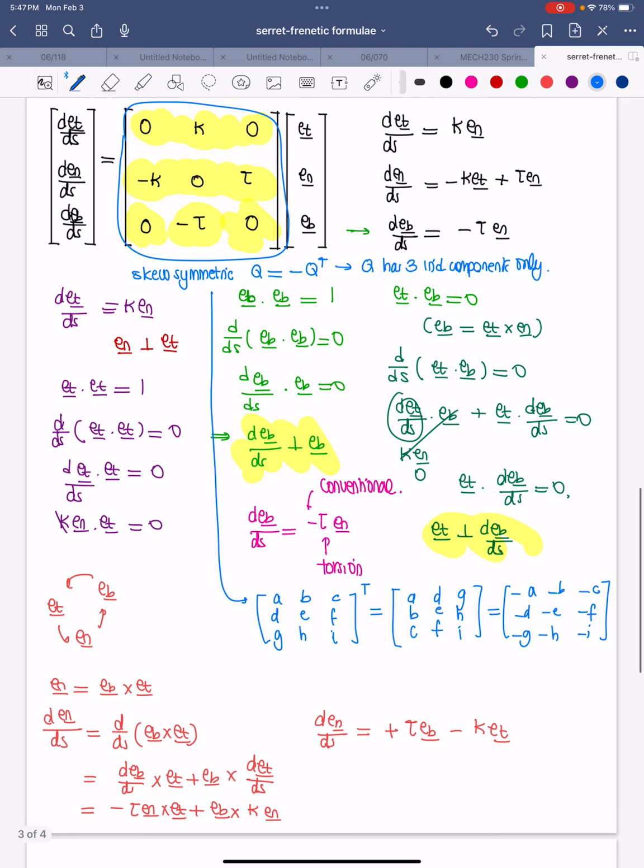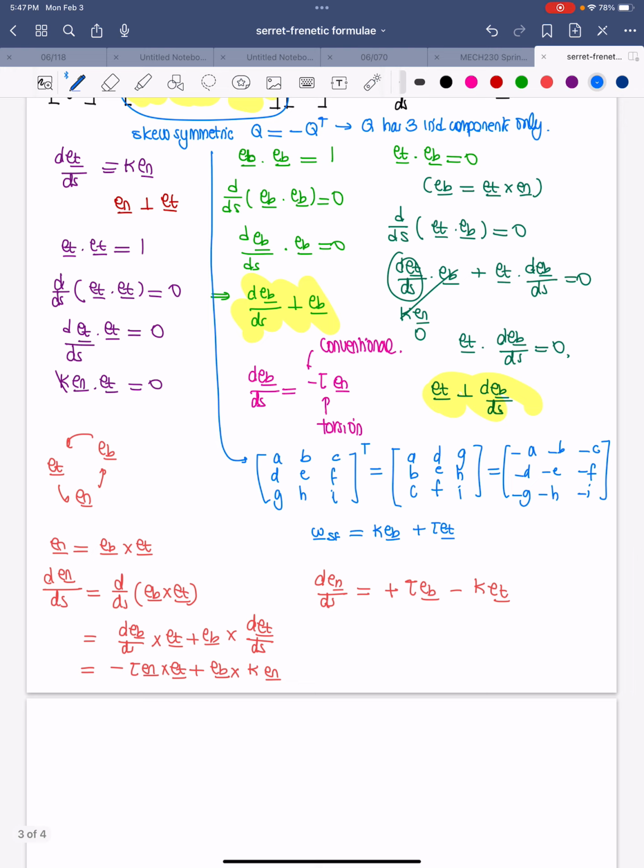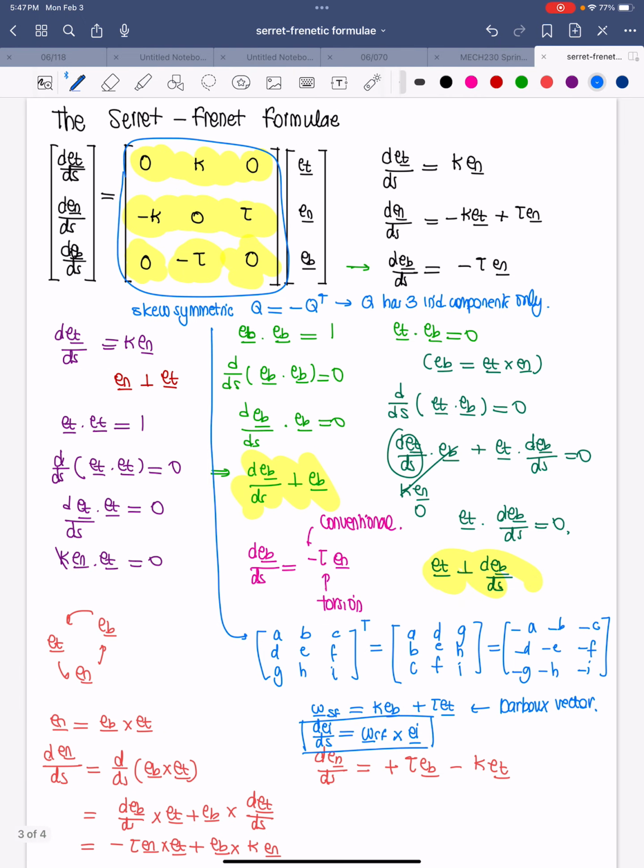We can write, instead of this matrix multiplication, we can change the skew-symmetric matrix into a vector. We're going to call it the Darboux vector, omega SF, the angular velocity of the Serret-Frenet basis, and that's equal to kappa eb plus tau et. And then notice, anyone can do these calculations, that the derivative dei by ds for any of the basis vectors is equal to the Darboux vector crossed with the basis vector itself. The explanation of this last part is beyond the scope of this course, but that's just some additional information for you in case you're interested.